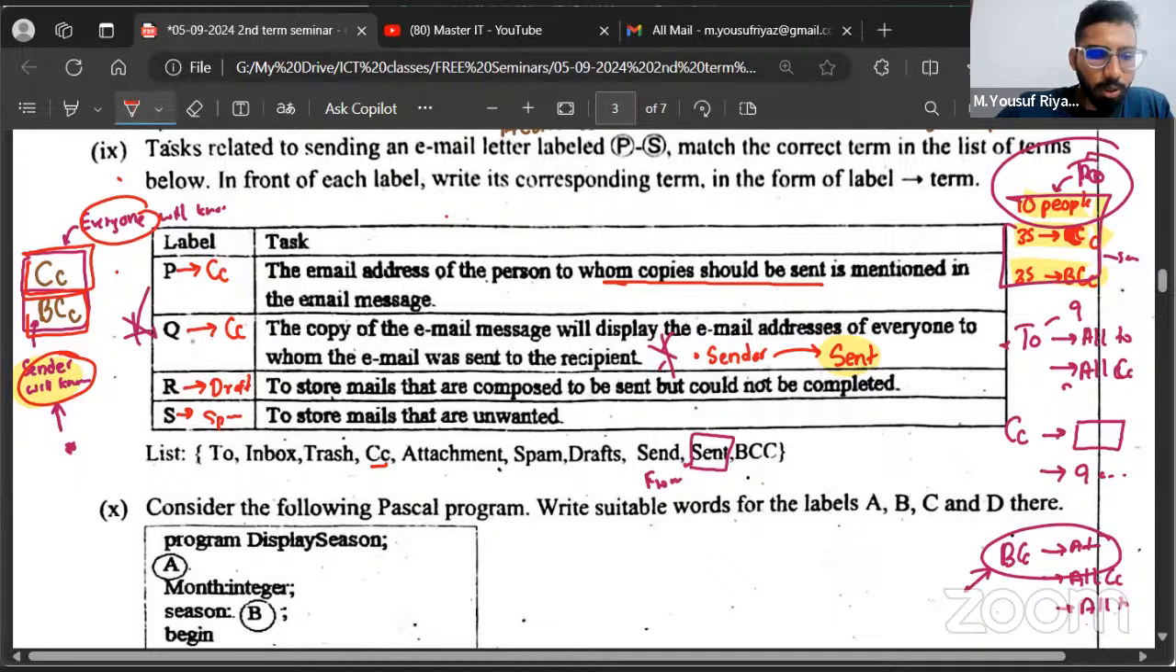Actually the first one should be To and the second one should be CC, because the first one they have mentioned is about the copy. The Sinhala says: in the email message section, you can see the email addresses of all the people it was sent to. So all the receivers means the main receivers, they're talking about To. And the second one talks about the copy. Anyways, that question has a mistake, so I'm going to ignore it.